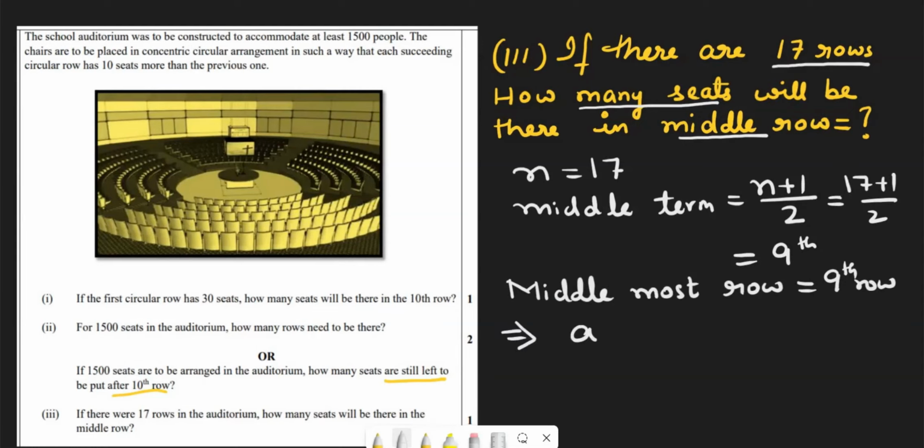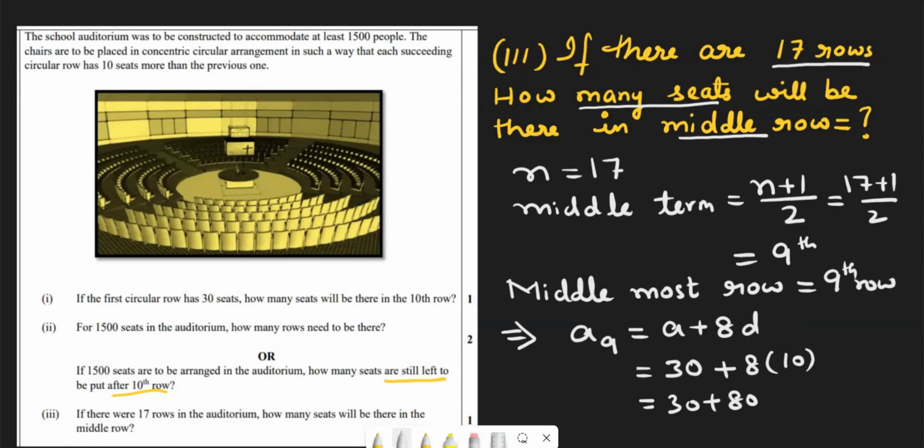And so we have to find how many seats there will be in the middlemost row. That is A9, which is A plus 9 minus 1, that is 8D. The first term is 30, there were 30 seats in the first row, plus 8 times the common difference 10. In the question they said that every succeeding circular row has 10 seats more. So this is 30 plus 8 times 10, that is 80, which turns out to be 110. So there are 110 seats in the middlemost row.